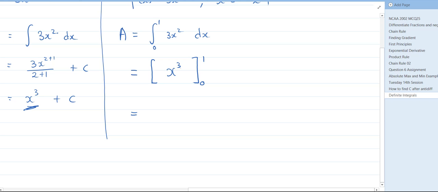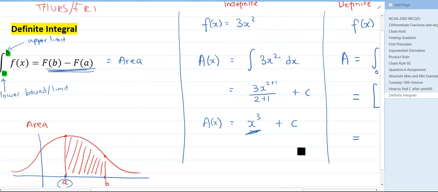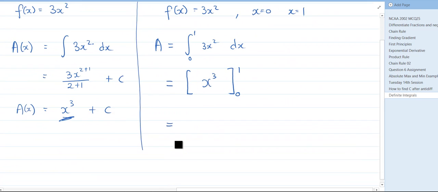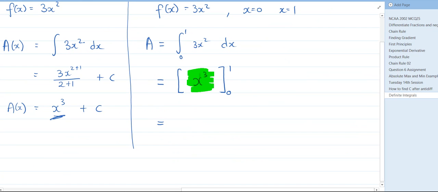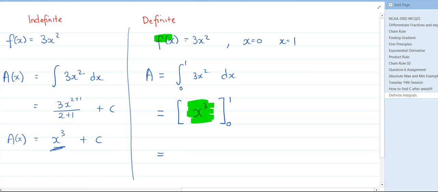1x cubed. We are going to say, according to the rule, this is what they said. They said it's F of b minus F of a. Now notice I'm using capital F's here. What's a capital F for? This is your capital function. Remember I said, if this is little f, you anti-differentiate, this gives you your capital F.